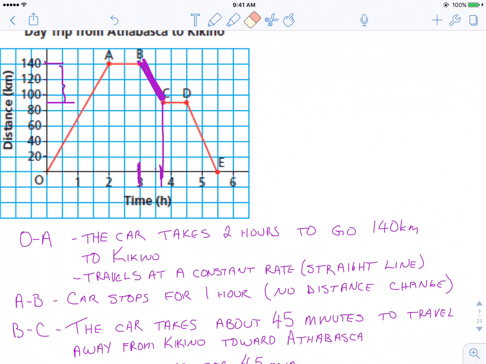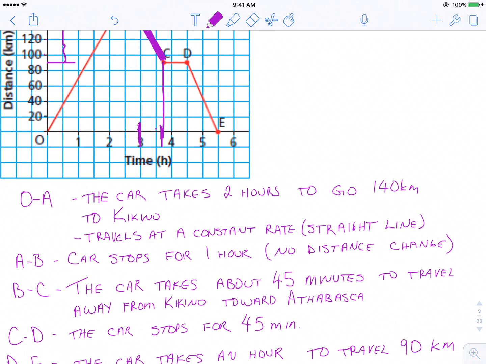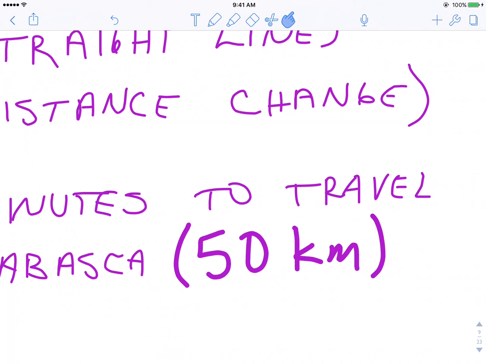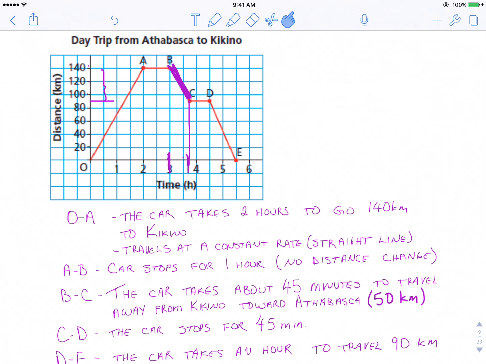I don't think I wrote that in there. 10, 20, let me make sure that's right. 100, 120, 140. That's 90, 50 kilometers. So I should add that in here. B to C, the car takes about 45 minutes to travel away from Kikino towards Athabasca for about 50 kilometers. So this is all information that I'm getting right off of my graph. I'm interpreting information that has been given to me on the graph.